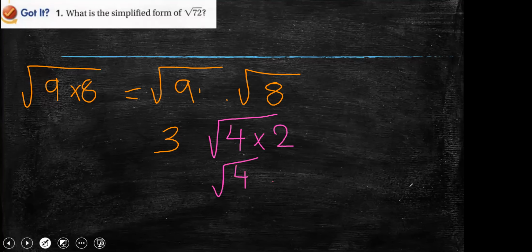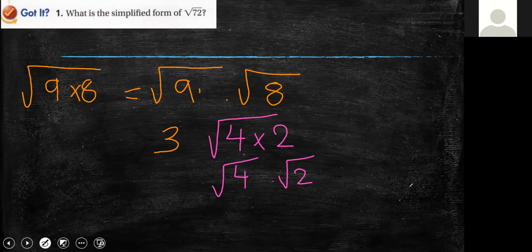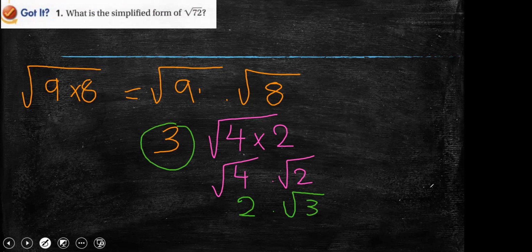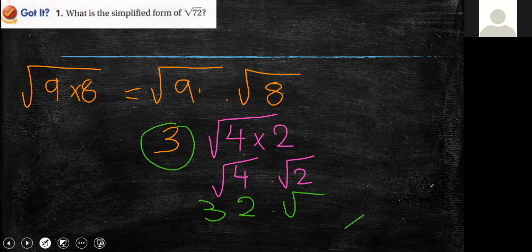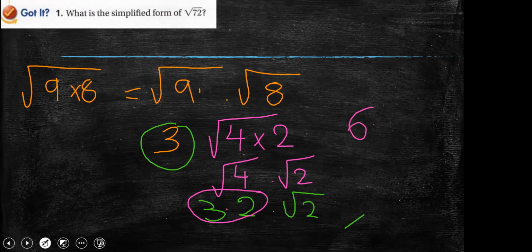We have 4 and we have 2. Then square root of 4 is what? 2. Square root of 2. And don't forget this 3. What is the answer? Sorry, here we have 2. Now, 3 times 2 is 6, square root of 2. So we get the same answer. So we can solve this one, and we can use 36 times 2, but 36 times 2 is the easiest one.